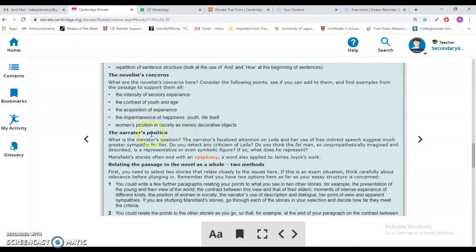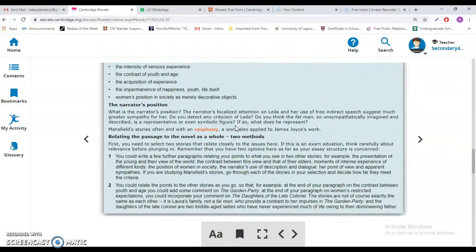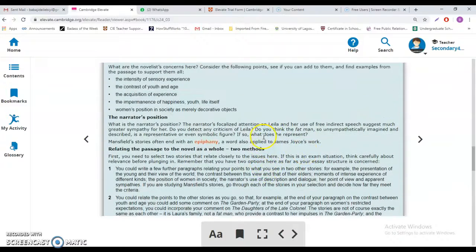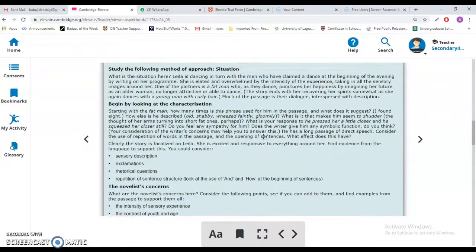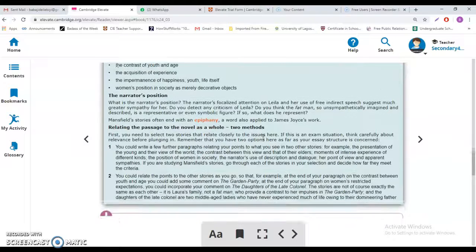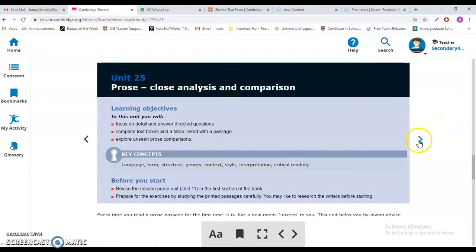And then the narrative position here, that's the point of view. Is it third person? Is it first person? Is it omniscient? And so on and so forth. And then he was able to relate the passage to the novel as a whole. You're able to see how this passage builds on other ideas in the text, what the relevance is to the text as a whole. Right. So this is one way to approach your prose analysis, passage-based prose analysis. But there is a more detailed plan somewhere down the line here.